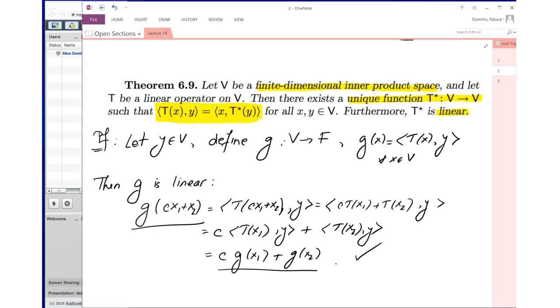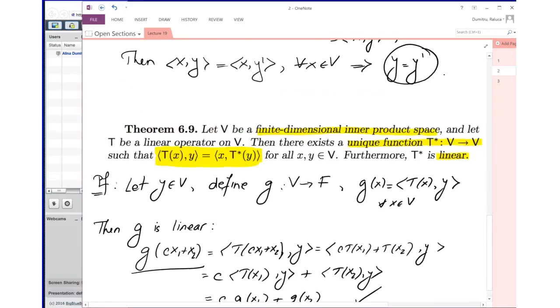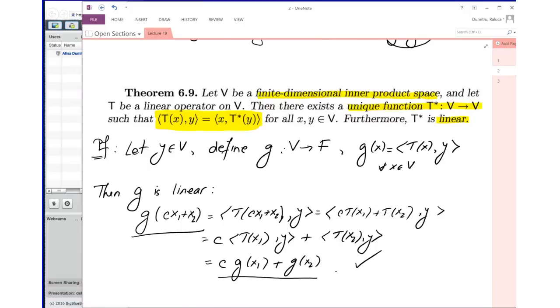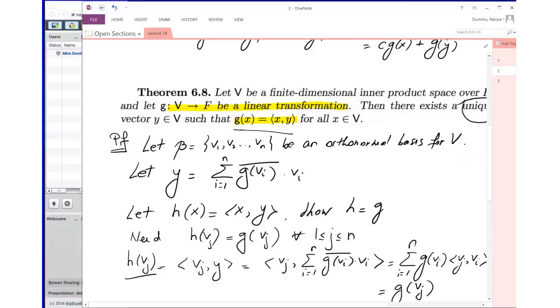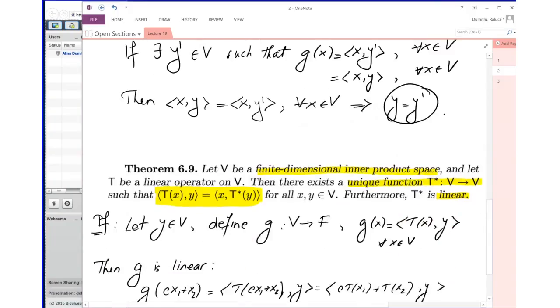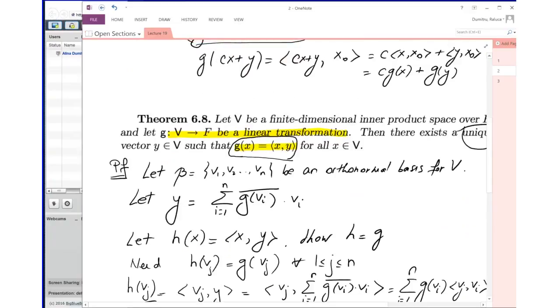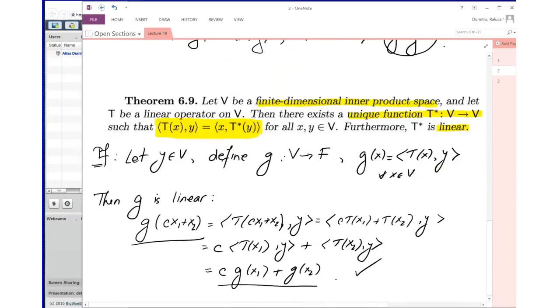Okay, so we have a linear operator, or linear, no, not an operator, sorry, a linear transformation from V into F. Defined how it is, but once we have a linear transformation from V to F, the previous result says that it must look like that, right? The inner product between x and something. Okay, so theorem above, which is called what? 6.8.